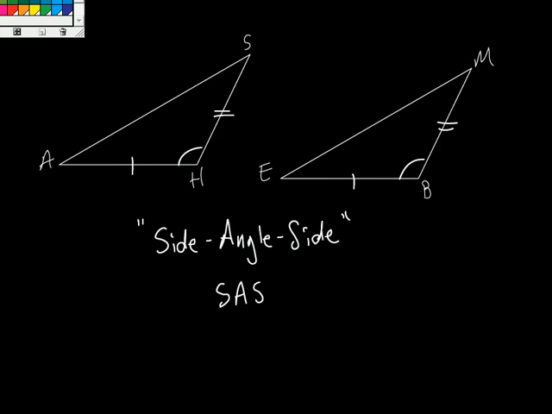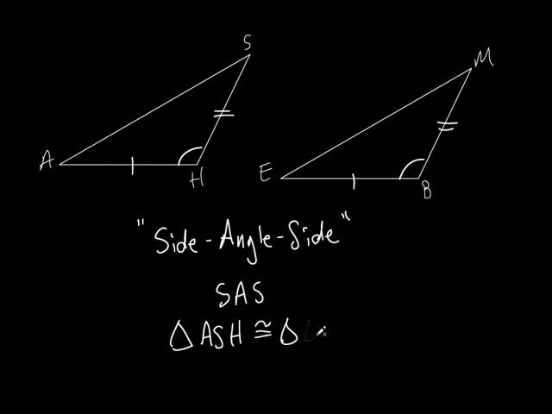So what about this? Now we've established that they're congruent, right? So let's write that down. Triangle ASH would be congruent to triangle what? EMB. What can I say then about angle S and about angle M? What can I say about angle S and angle M? They're congruent. Why? Because of what? CPCTC.